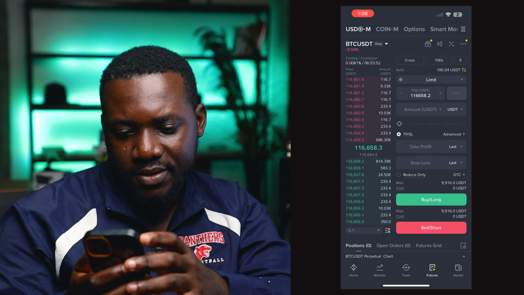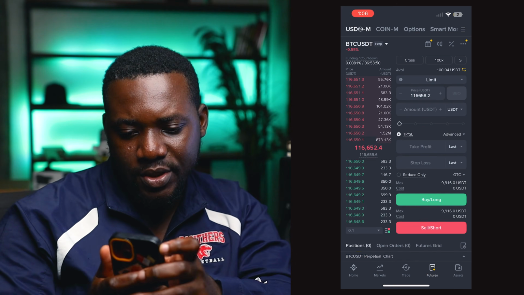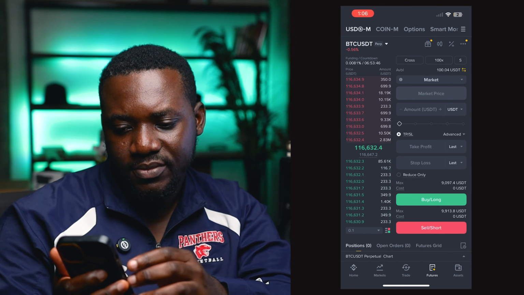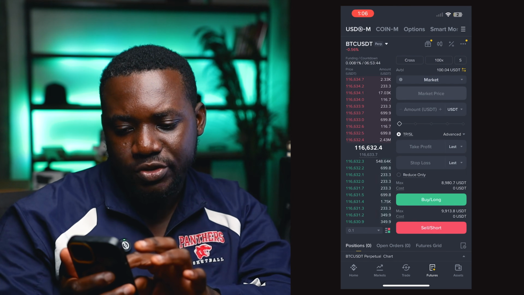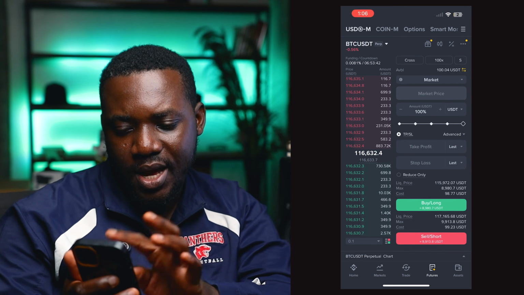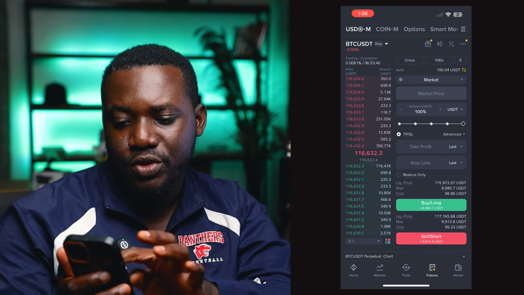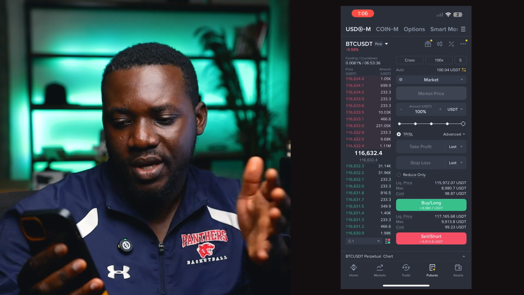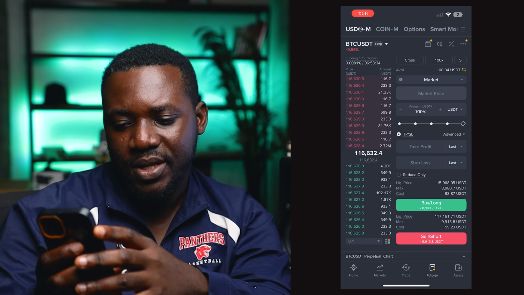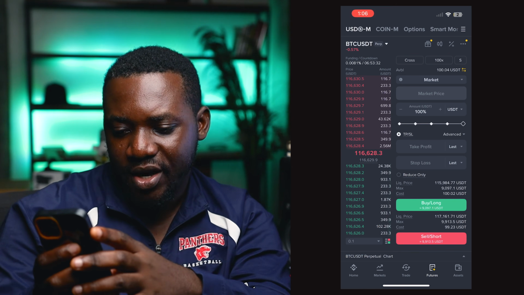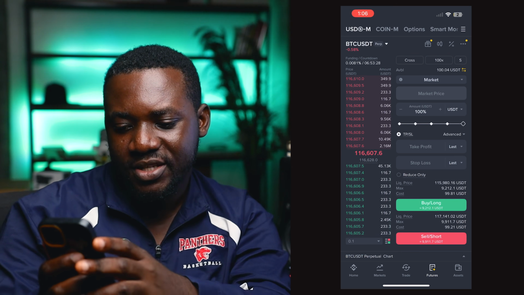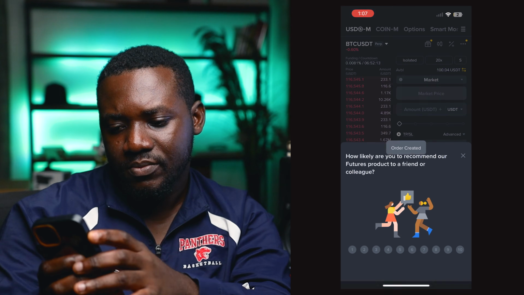So let's go back and then let's switch this from limit to market order. Okay, now let's drag this to load our account. This is using 100% of our available $100. Okay, and then we are going to place our trade. This is a very risky one because there's no analysis back in this. So let's just tap on buy.